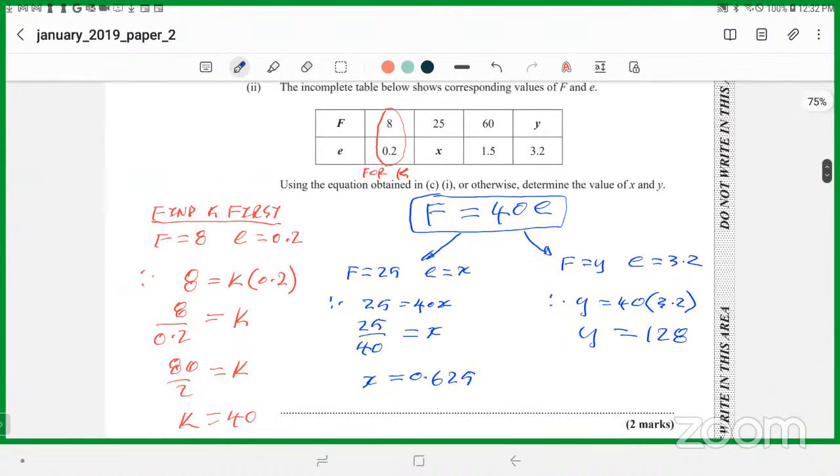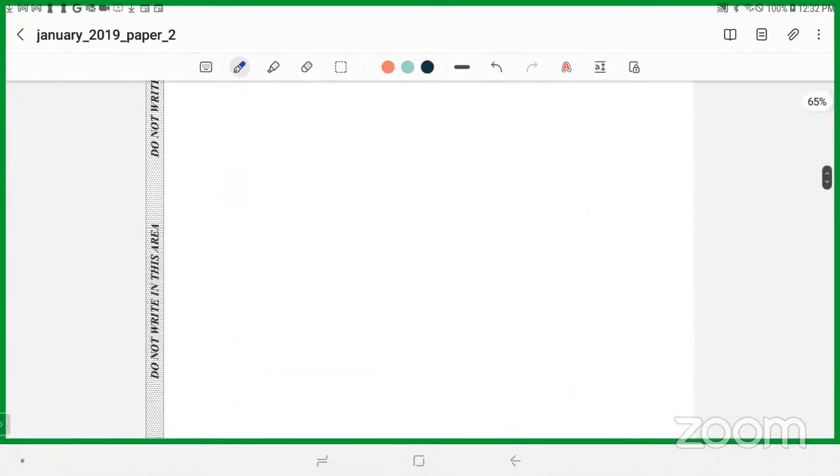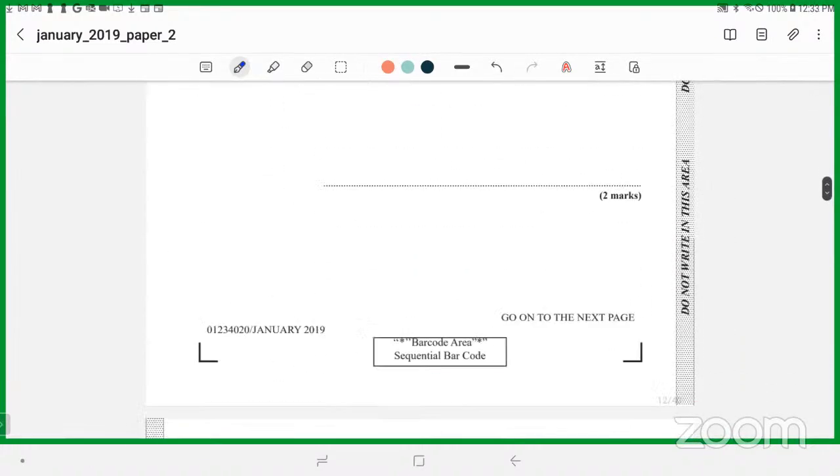So the next question is what again? 2019, number 4. Number 4 on the same paper. There's a functions question at number 4. Let's see the functions question at number 4 on this paper.